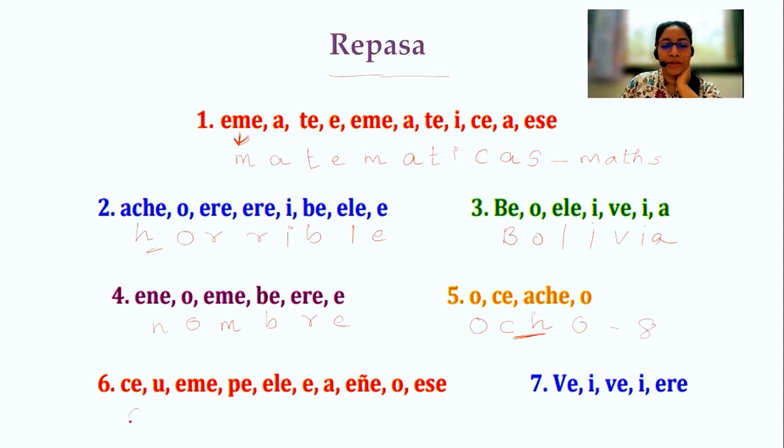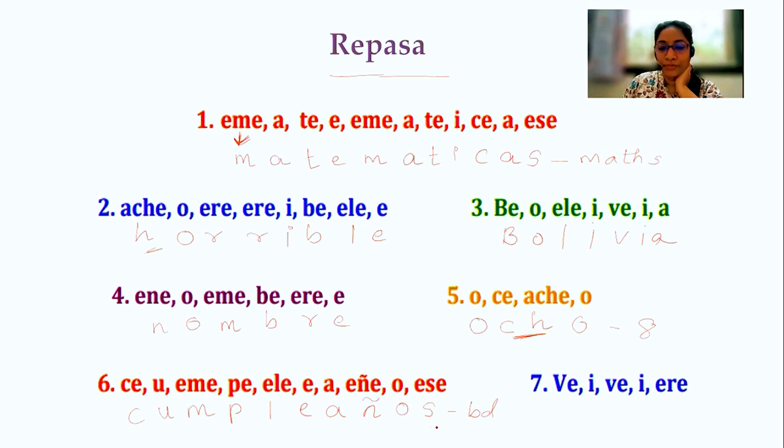A big word. C, U, M, P, L, E, A, Ñ. So your N is going to have that little curved line on top. And O and S. Cumpleaños. It means birthday.